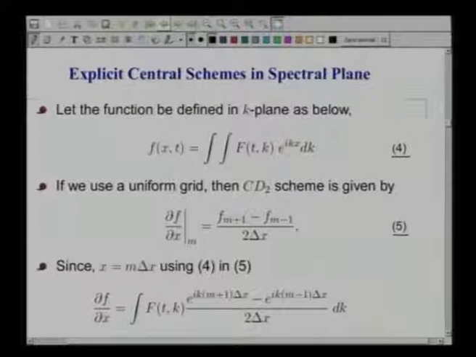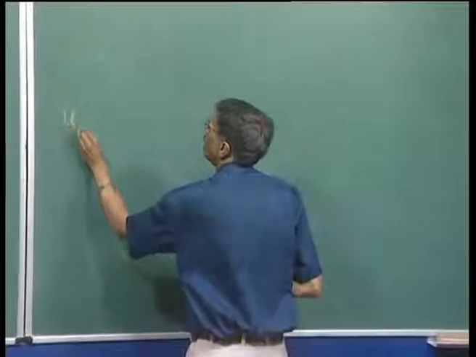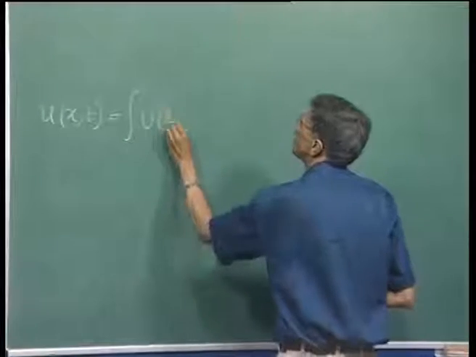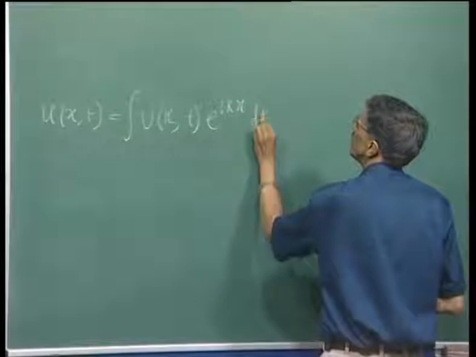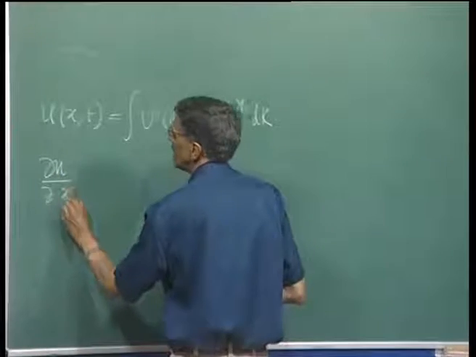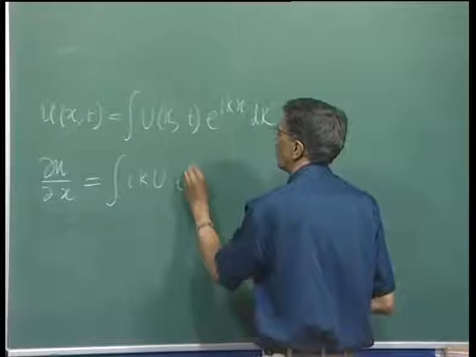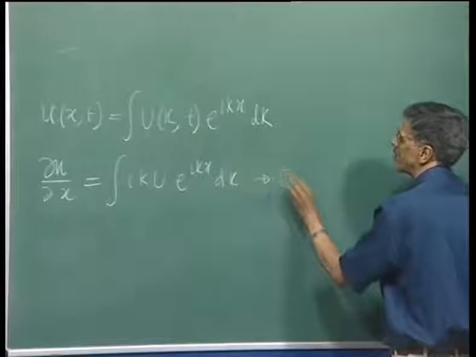k equivalent. Let me explain what this k equivalent is. If I represent u of x and t in terms of u of k and t, e^(ikx) dk, then del u del x can very easily be written as ik u e^(ikx) dk. So, this is your exact representation.